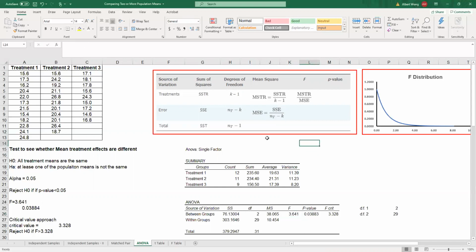Now, the question is this: if the null hypothesis is not rejected, then there's no further work to be done. If the null hypothesis is rejected, then what we need to do is find out, of the three treatments, which one is the highest, which one is different from the others, and so on. In statistics, we have something called the multiple comparison procedure that we can apply to do that. However, the multiple comparison procedure is usually outside the scope of elementary statistics, so we are excluding the discussion here.